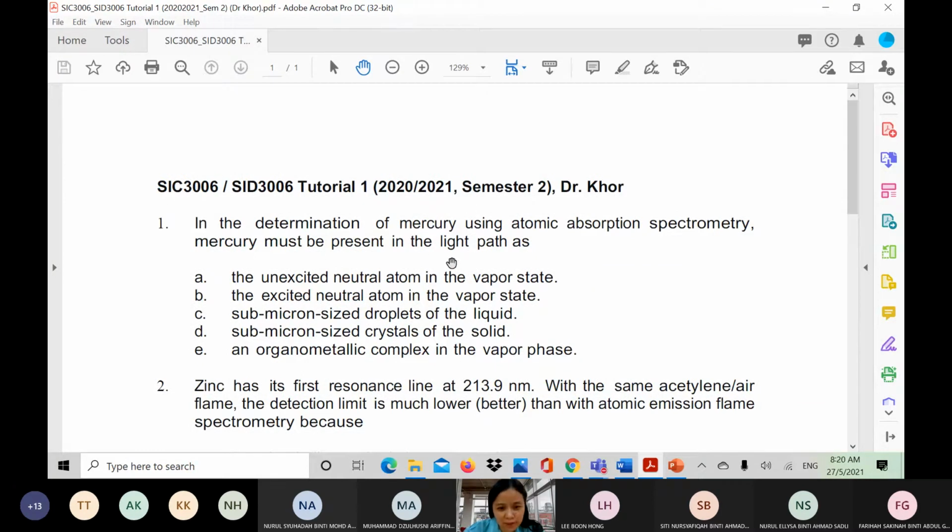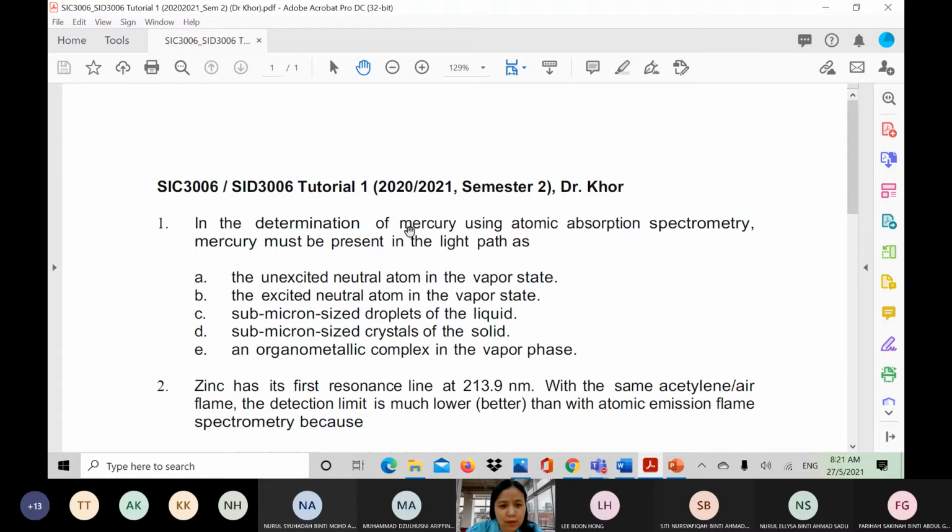For this first question, which is about the detection of mercury, which technique is it? AAS. All these questions are a mixture of AAS and AES, right? I would like you students, when you look at a question, to be able to know which topic it belongs to: AAS, AES, or AFS. This question is very clear; we know that it is about AAS. So your thinking should focus on what you have learned in that particular topic, AAS.